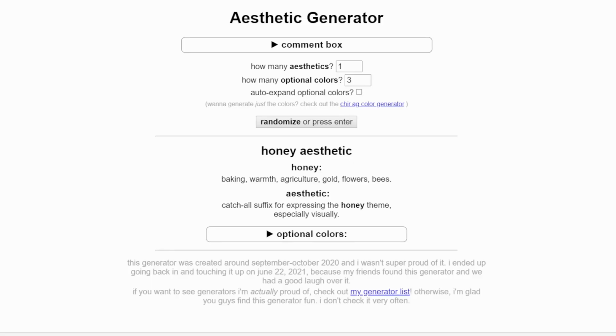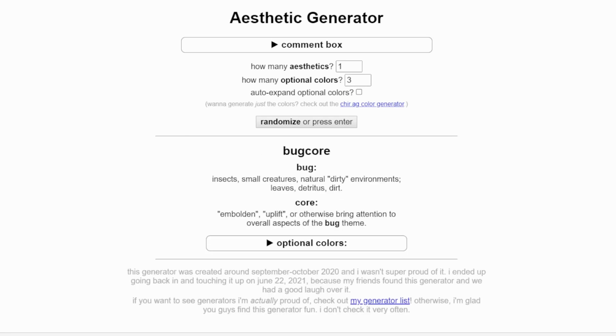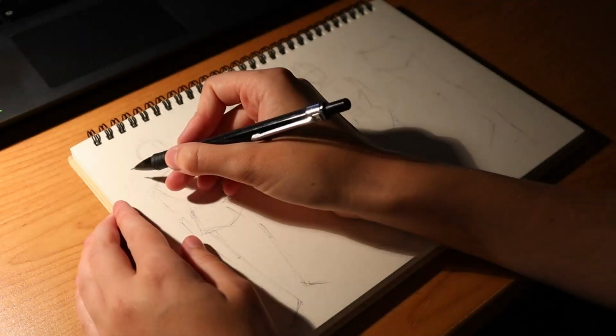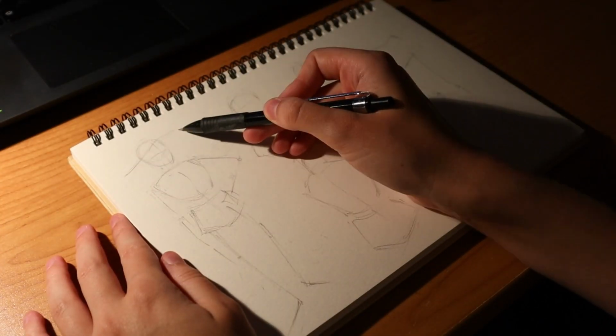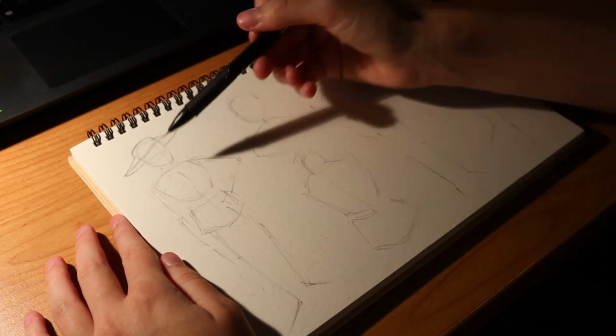Okay, so I generated a couple of aesthetics, and here are the ones that I found interesting enough: honey aesthetic, clown core, and bug core. So let's start with the honey aesthetic. The first look I wanted to be more stereotypically feminine.